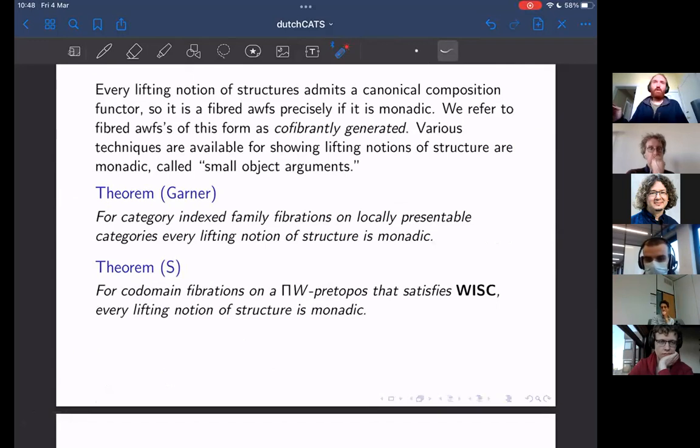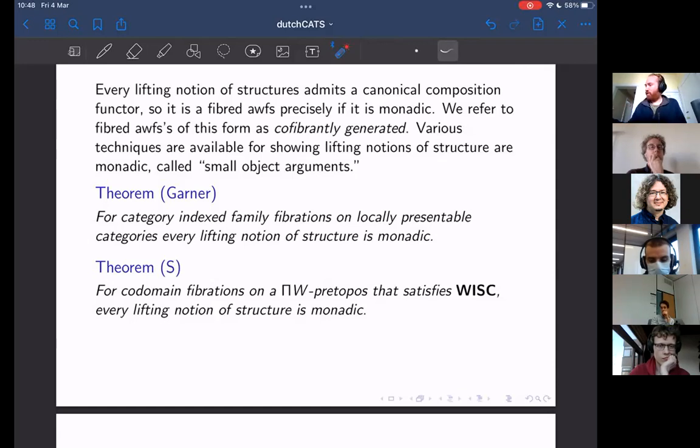Every lifting notion of structure has a composition functor, like in the definition of algebraic refactorization system. A lifting notion of structure is a fibered algebraic refactorization system precisely if it's monadic. We call algebraic refactorization systems of this form cofibrantly generated. That's just a name for them. Under lots of reasonable conditions, we can take a lifting notion of structure and show that it's monadic.